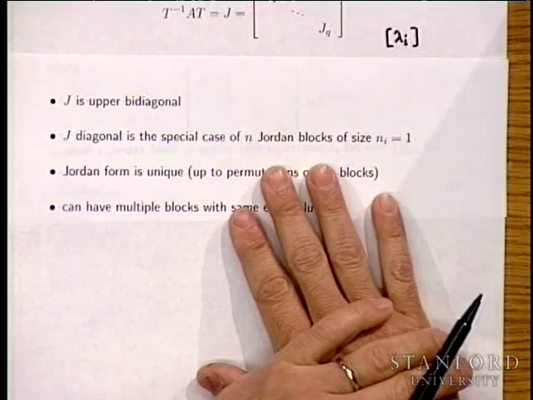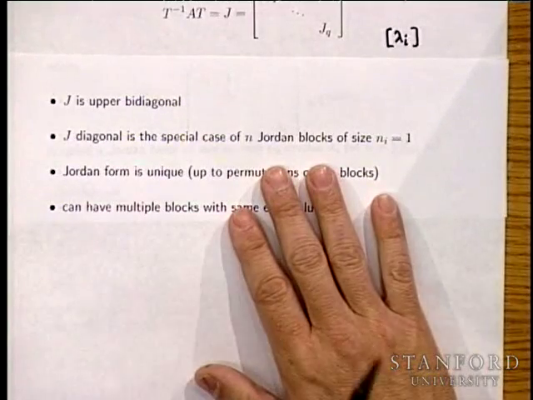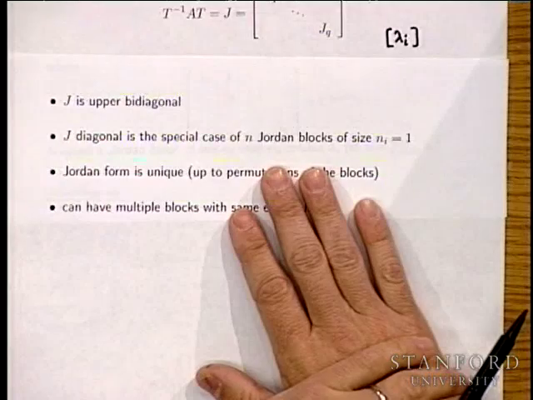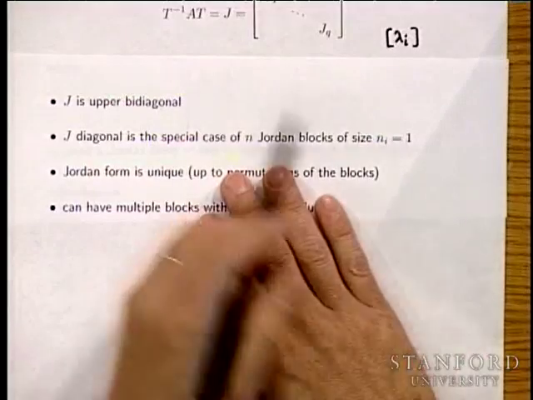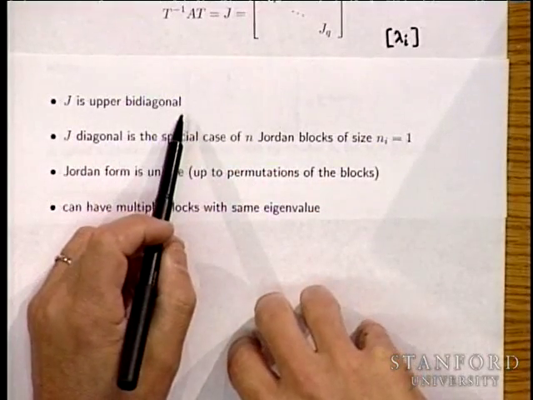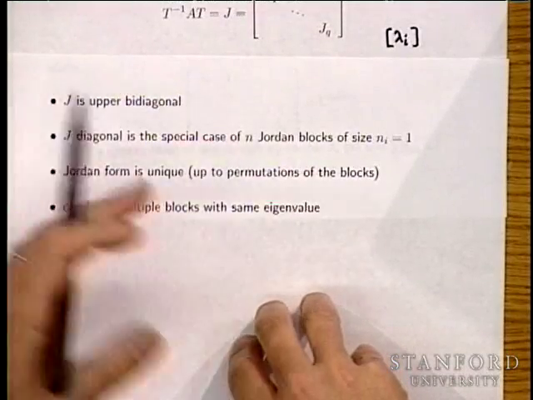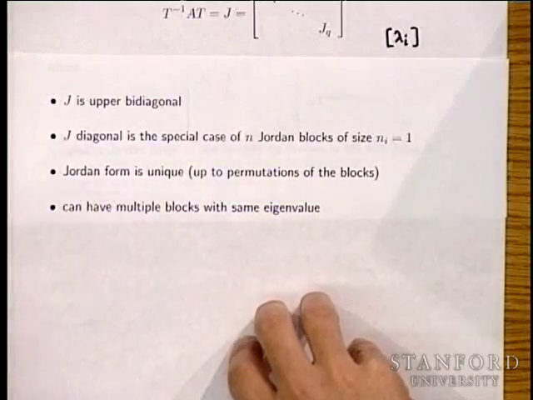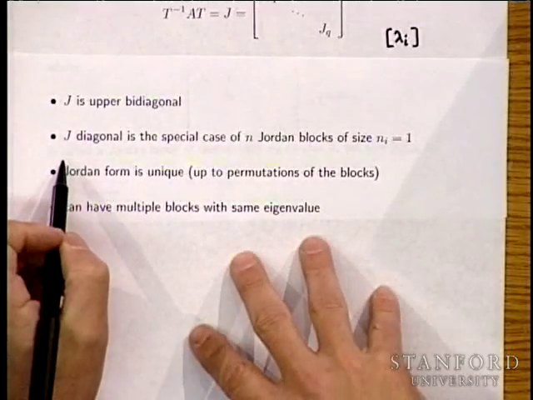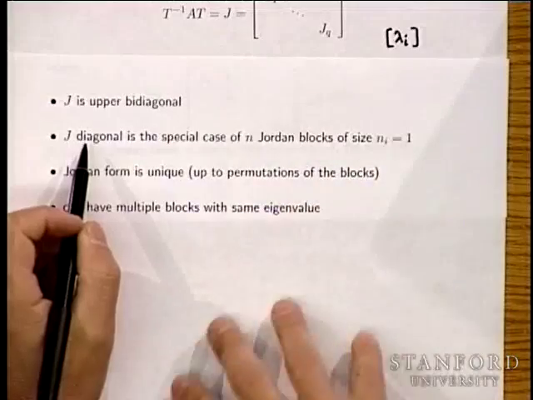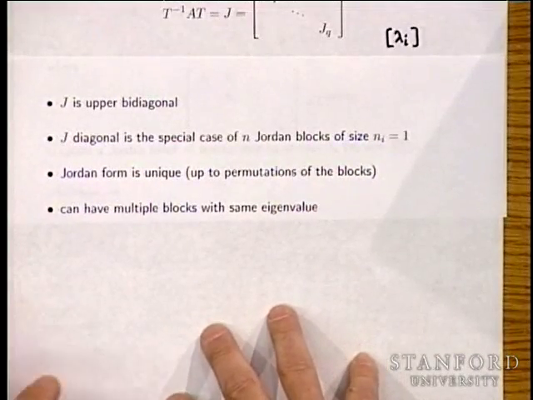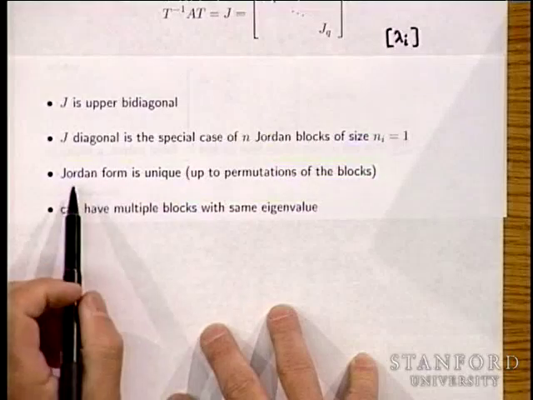That's a name, meaning it's got a diagonal and one diagonal above it that is non-zero. It's upper bidiagonal. In fact, it's much more than that, because the upper diagonal entries are either 0 or 1, and not only that, it can only be 1 if the lambdas are repeated there. So diagonal is a special case of Jordan blocks. And it's going to turn out the Jordan form is unique.